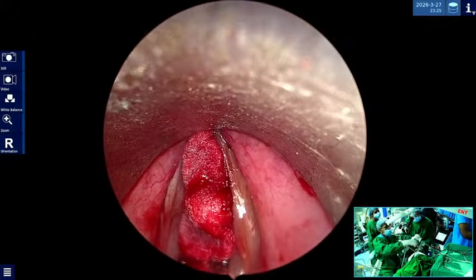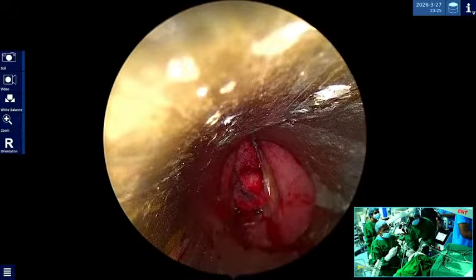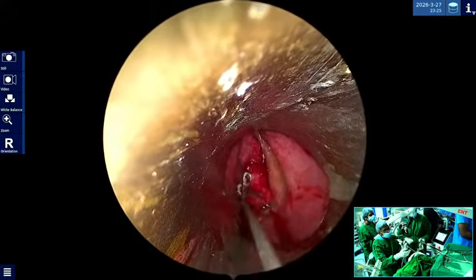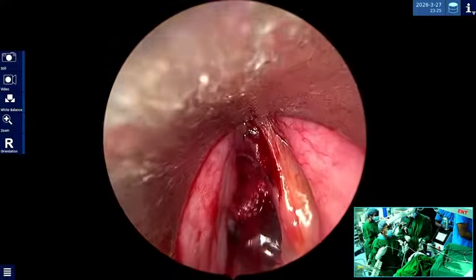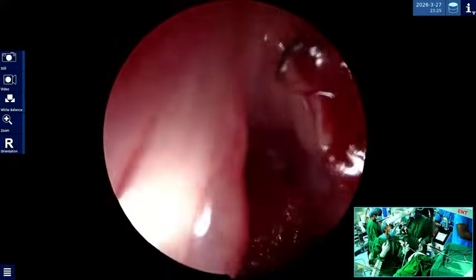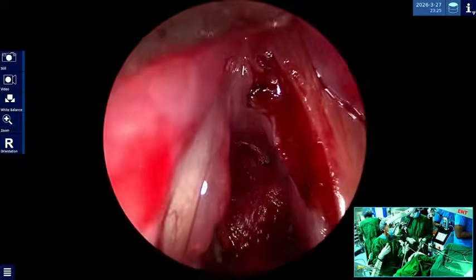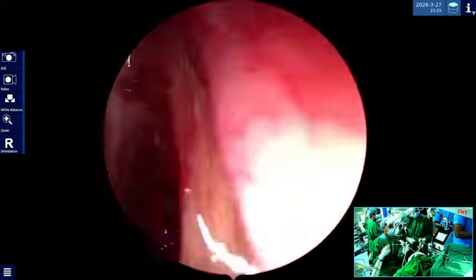Again, this was also a grade 1 difficult laryngeal exposure. So we had a little bit anteriorly, to approach the anterior part was a little bit difficult. Forceps.